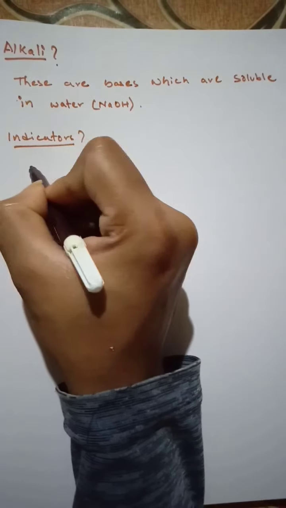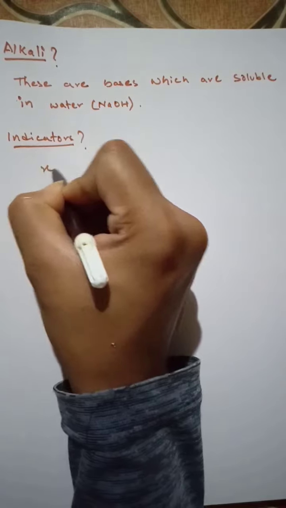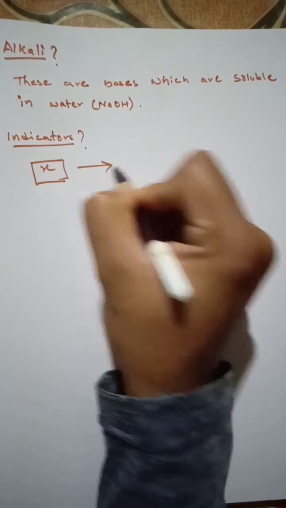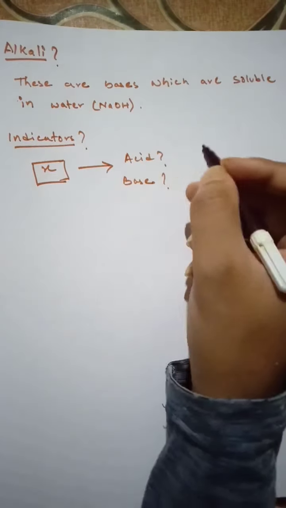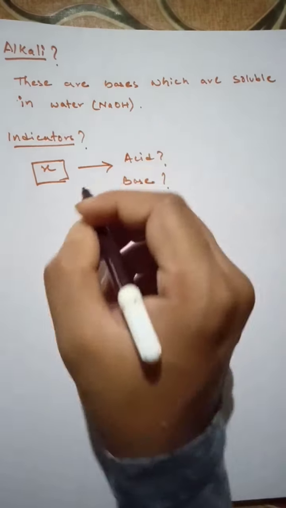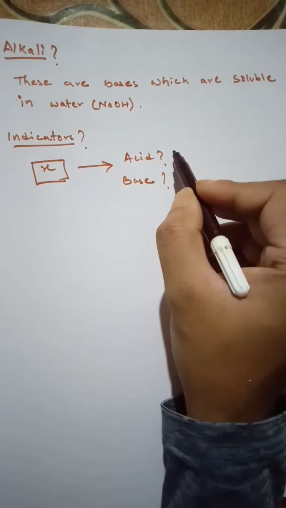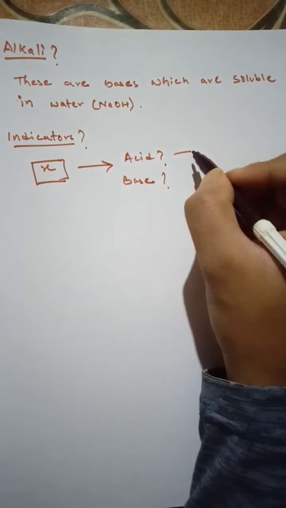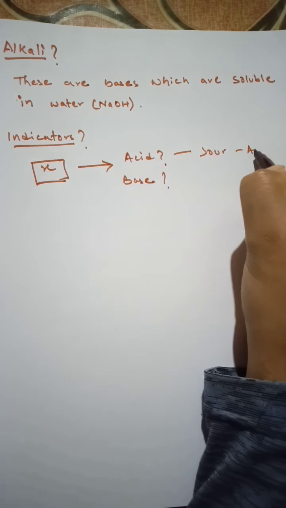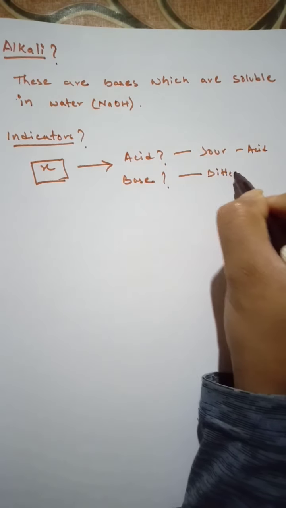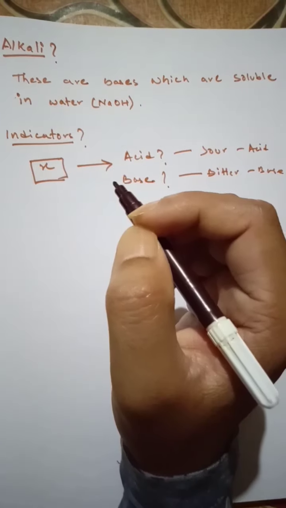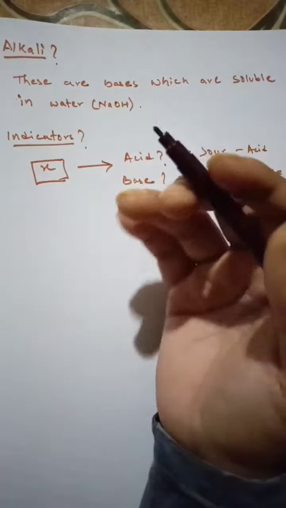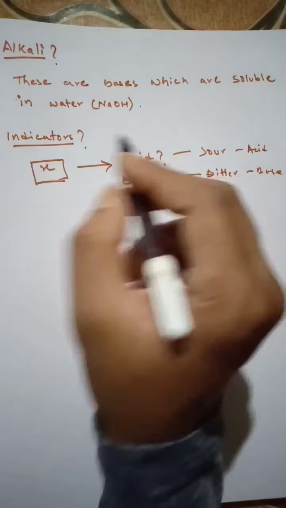Next come indicators. Now what are indicators? Imagine I have given you a substance called X. Now tell me, is it an acid or a base? How can you tell? Some of you may be thinking about tasting it: if the taste is sour, it will be acid, and if the taste is bitter, then it is base. But in chemistry, we are not allowed to taste substances because they are highly dangerous and can cause many severe problems.